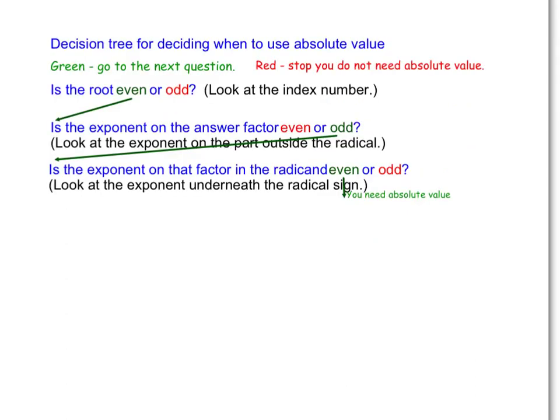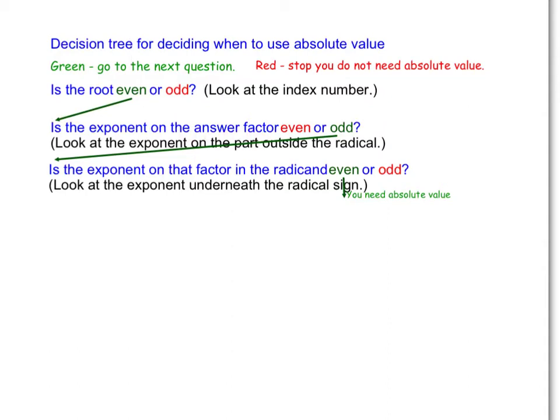Here's a decision tree to decide when to use the absolute value. Is the root even or odd? For that, you're going to look at the index number. Is it a square root, cube root, whatever? If it's a cube root, you're fine. If it's fifth root, you're fine. If it is an even root, 4th, 6th, 8th, you need to go look at the next thing.